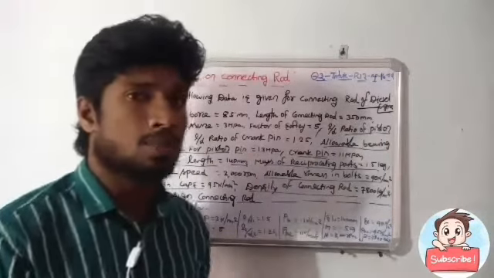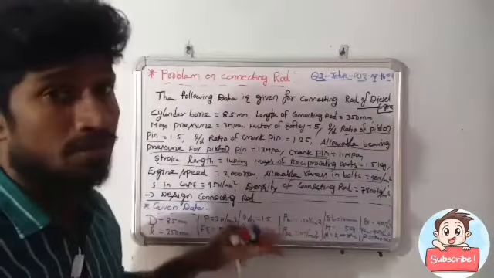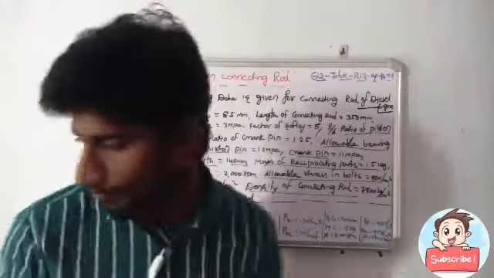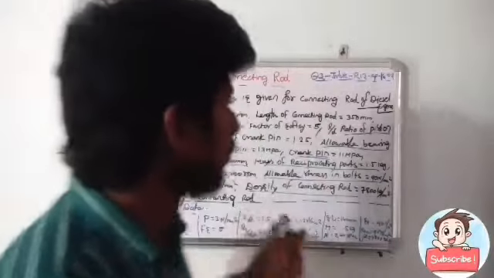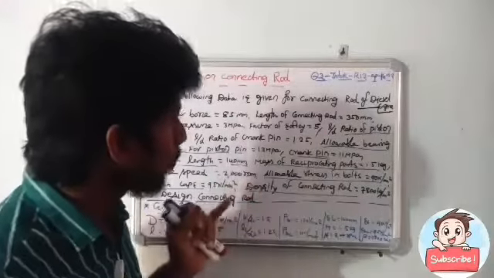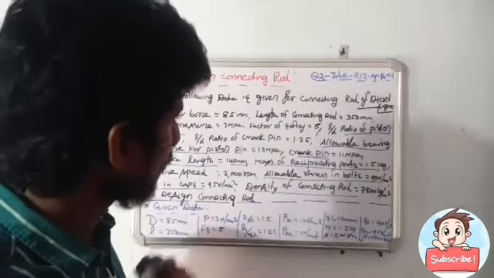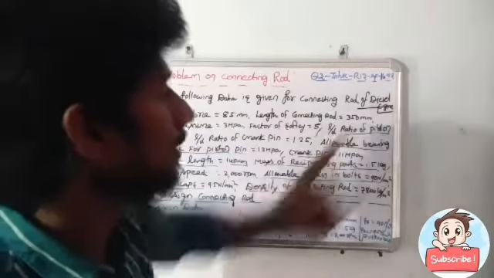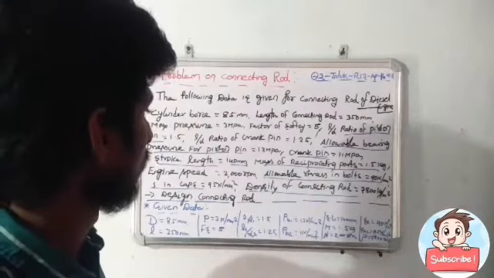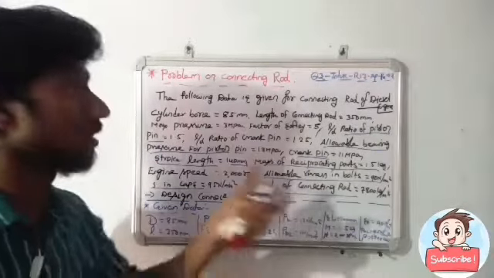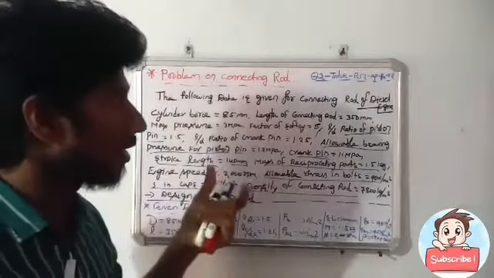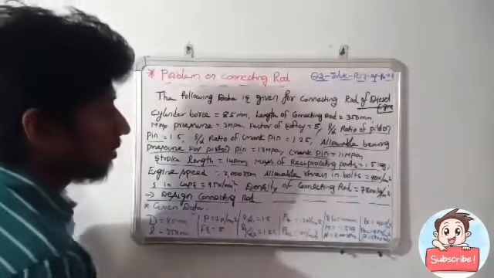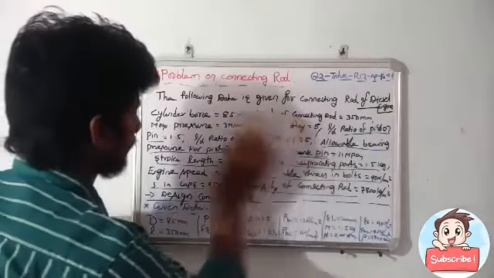Before we start the problem, it's better to write down the given data, and after that enter into the problem. The important point is that first we are going to design the connecting rod for a diesel engine. Based on the given data, we are going to prepare a connecting rod for a diesel engine. So let's go to the problem.